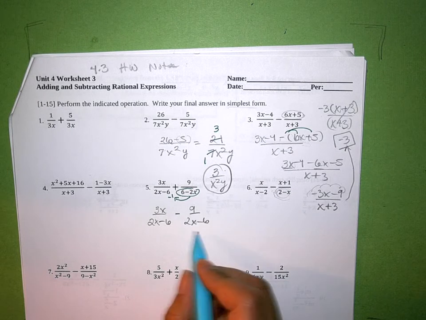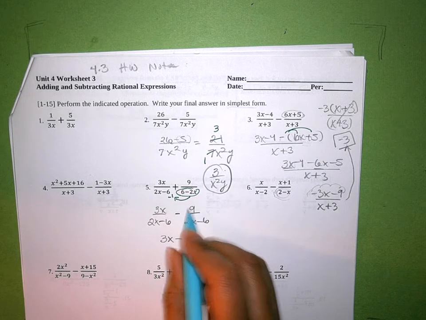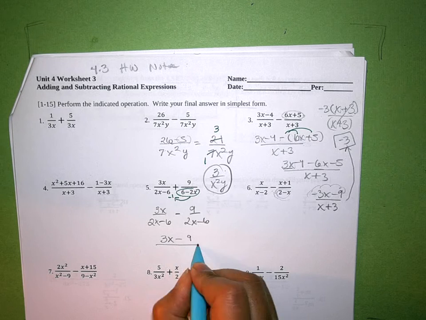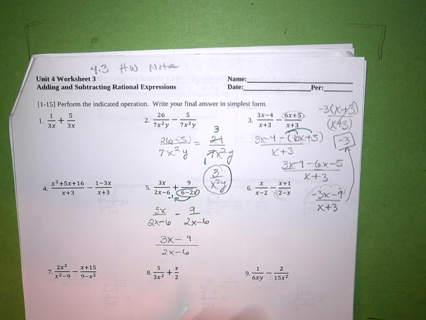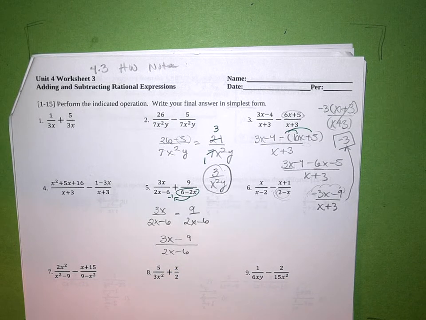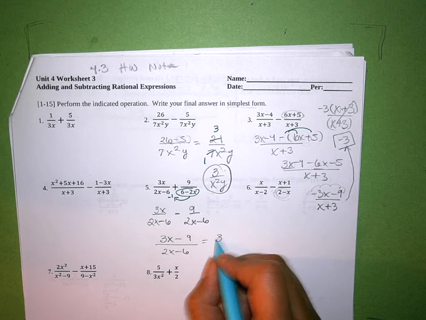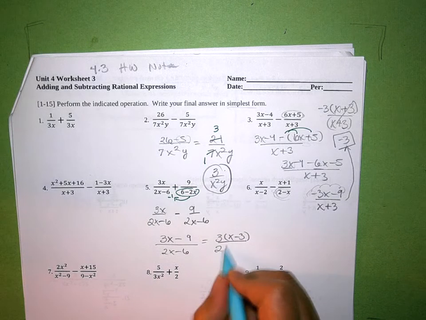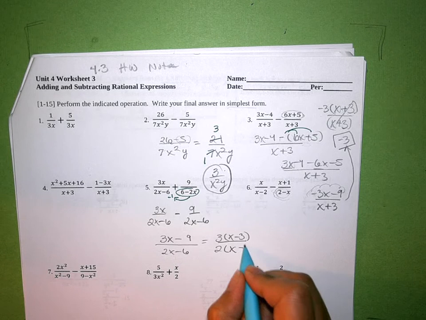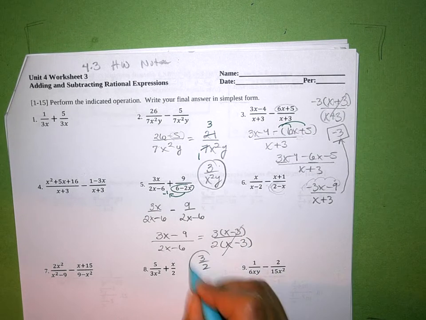Alright, so now they're the same, and I have 3x minus 9, I don't need parentheses around the 9 because it's only one term, over 2x minus 6. And then I cannot reduce because they're joined together as a family, but I can factor. 3 comes out, leaving behind x minus 3. 2 comes out, 2 times x minus 3. So now I can reduce, leaving behind 3 halves.